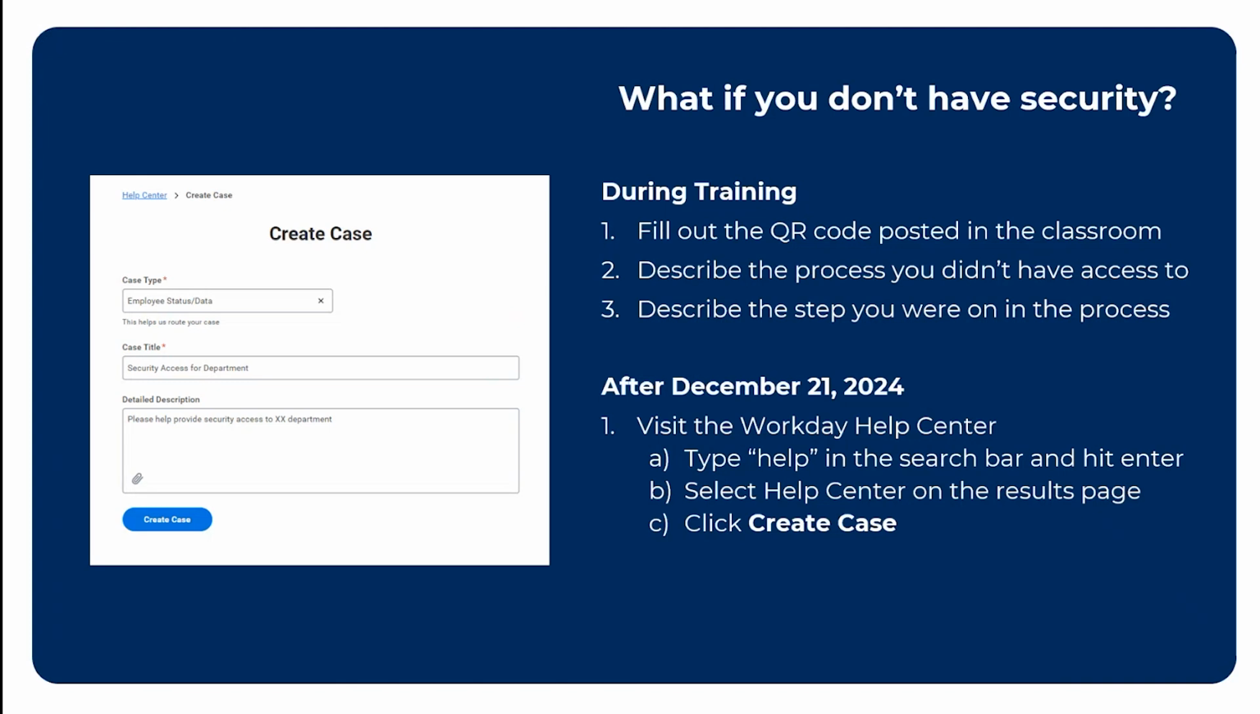After December 21st, or go live, if you or someone needs more security to perform their job functions, you can create a case in Workday, and then our security team will work on that to get them the right security. So the QR code is just for our training purposes, and then after go live, you're able to submit cases as well to get the right security updated.